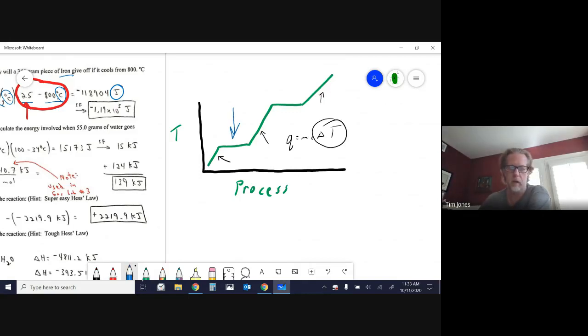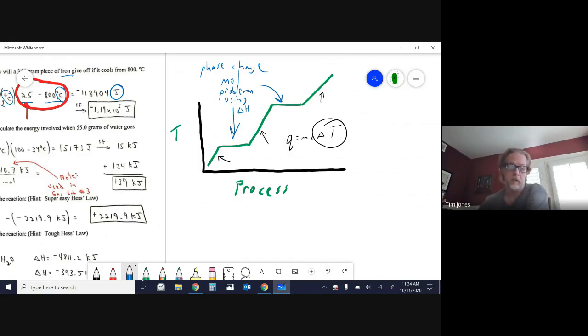Whereas here and here, those are not temperature changes. Those are phase changes. And that ends up being a mole problem using delta H value for those particular phase changes. And let me add that. So these would be a phase change mole problem, which we will see in this example that I'll get back to.